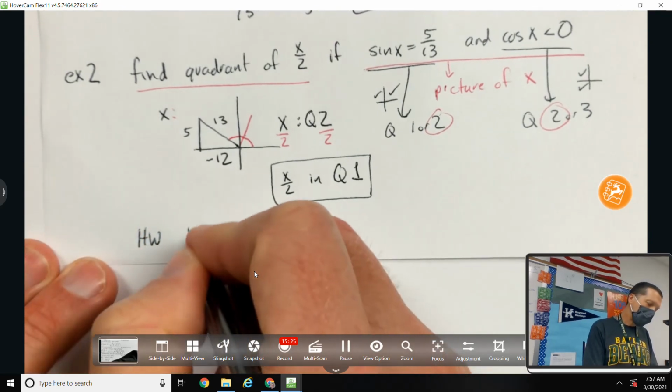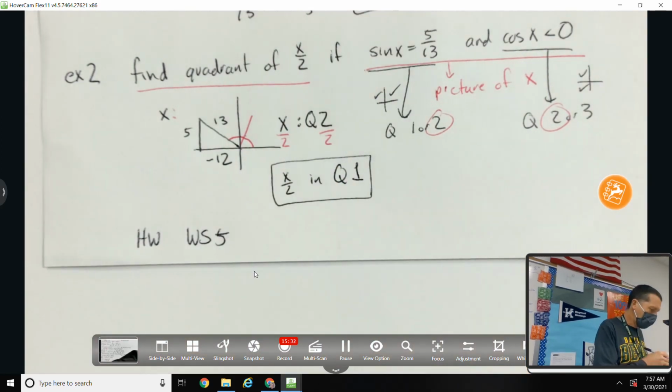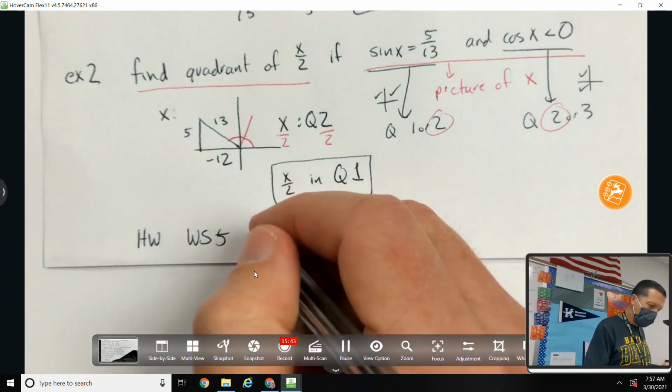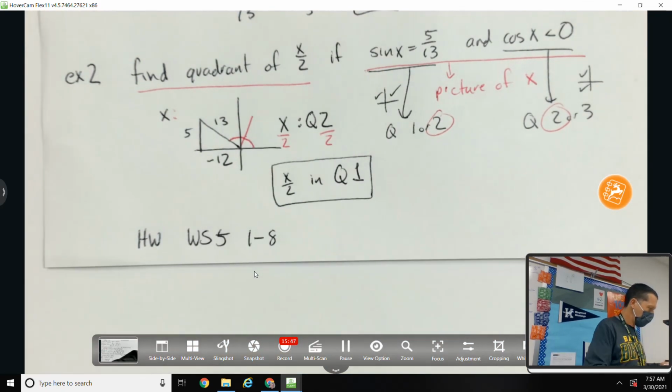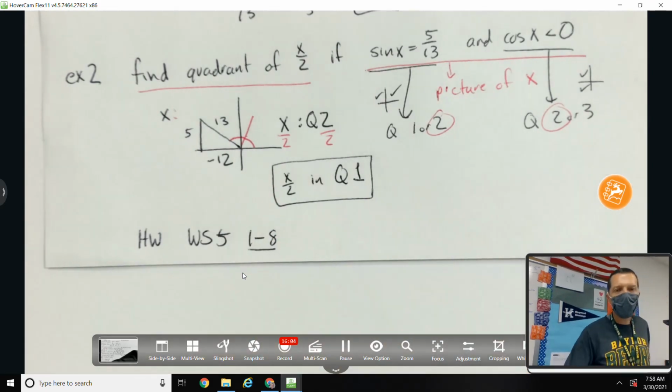All right, big deal for today is that on worksheet 5, the homework is 1 through 8. Yeah, 1 through 8. So on worksheet 5, 1 through 8, 9 through 12 we'll do tomorrow. It's more half angles, but it's a little bit different. So just 1 through 8 for today. And in fact, 1 through 4 are double angles, so that's practice. That's old news. And then 5 through 8 are the half angle stuff. So some built-in practice from old stuff in there.